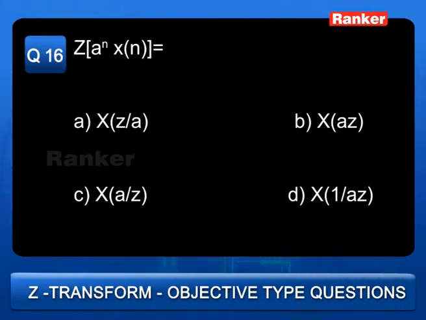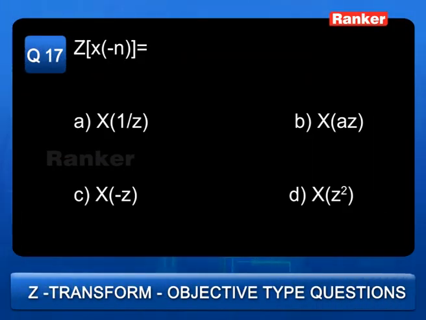Let us see question number 16. Z transform of a to the power of n x of n is equal to: a, x of z by a; b, x of az; c, x of a by z; and d, x of 1 by az. The answer is a, that is x of z by a.